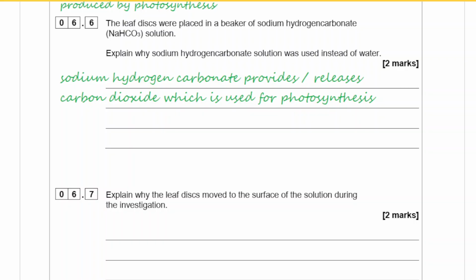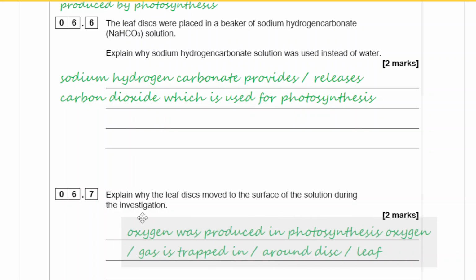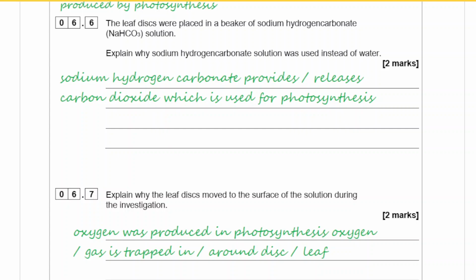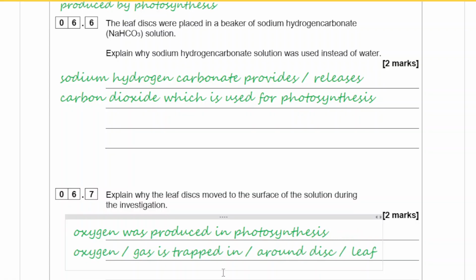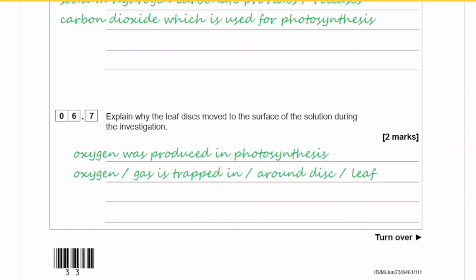Explain why the leaf disc moved to the surface of the solution during the investigation. Now, this is one of the reasons they didn't explain the method clearly at the start. As I explained at the start, oxygen was produced in photosynthesis. The oxygen, or the gas, is trapped in or around the leaf disc, which causes the leaf disc to move to the surface.